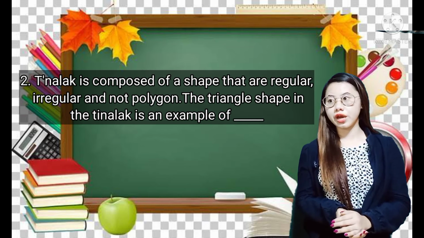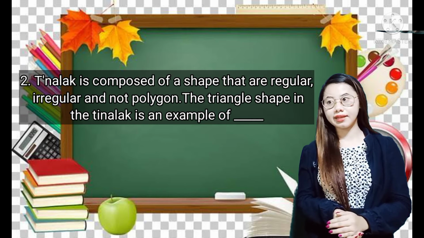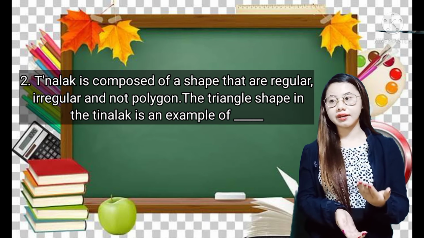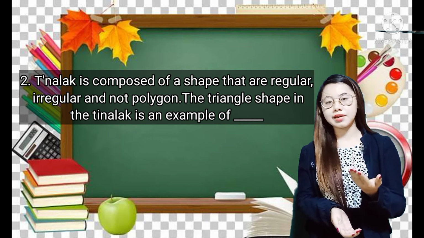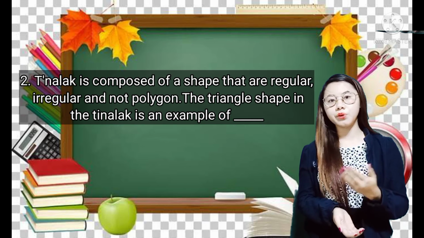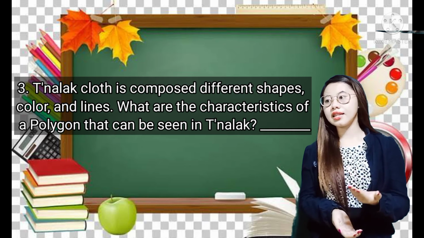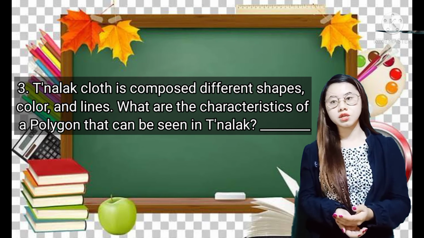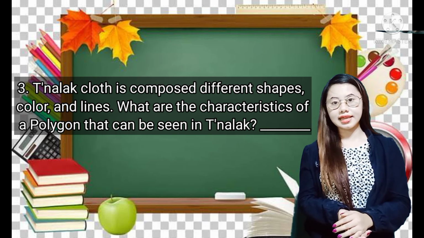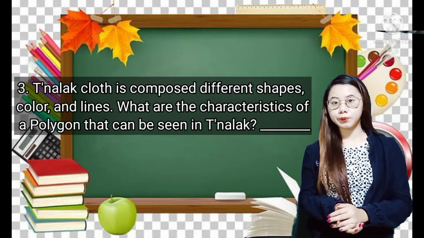A regular shape is a shape which has equal angles and equal sides. Its sides are the same length. On the other hand, an irregular shape has sides of different lengths and angles of different sizes. So when distinguishing between regular and irregular shapes, it is important to look at the sides and angles. The third question is, the tinalak cloth is composed of different shapes, colors, and lines. What are the characteristics of a polygon that can be seen in the tinalak? Yes, very good. Because they have a beautiful attire.